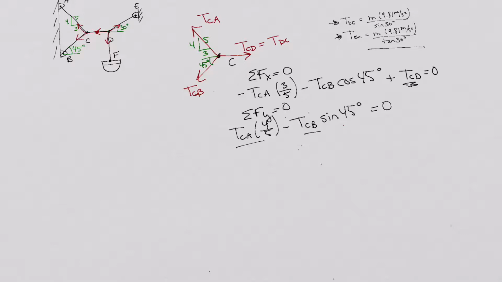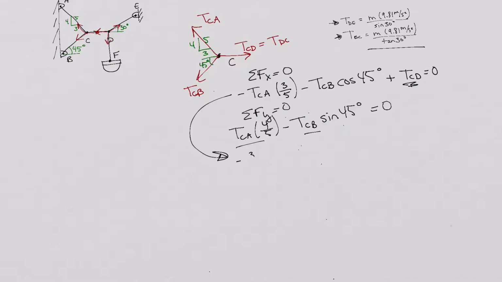And then we have 4 equations, basically, and 4 unknowns. We still don't know the mass. The mass is what we're looking for. Let's see. Alright, so let's do this one.